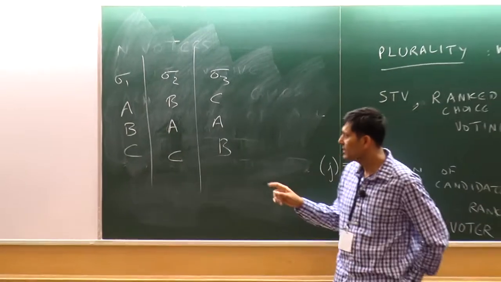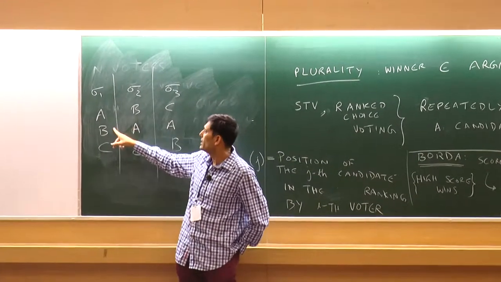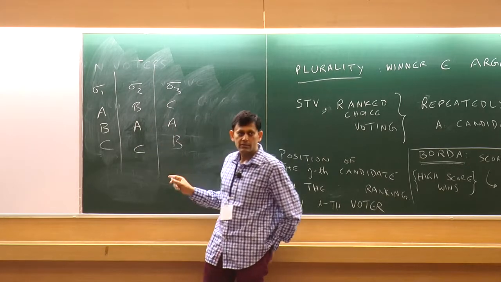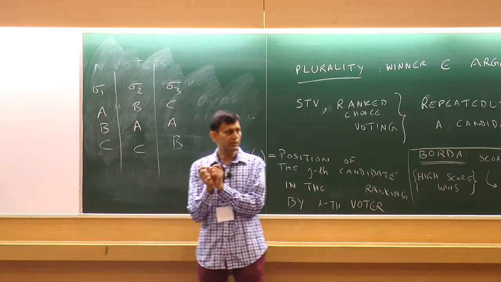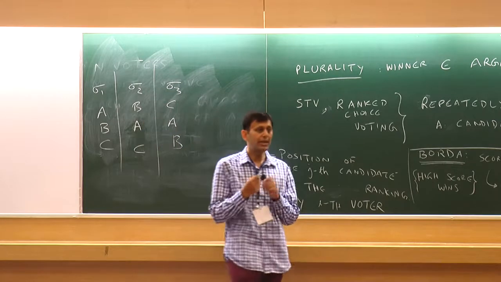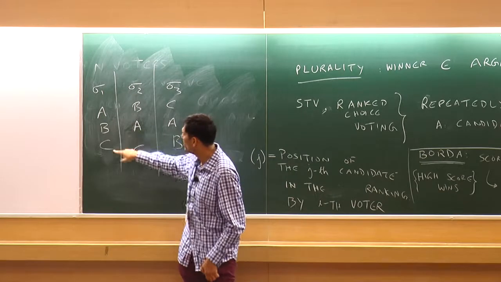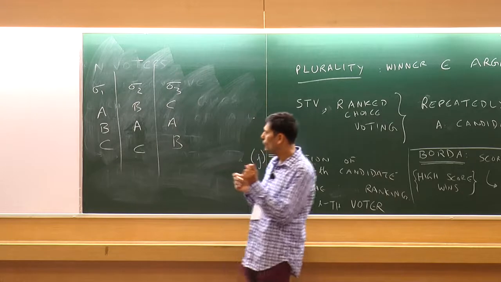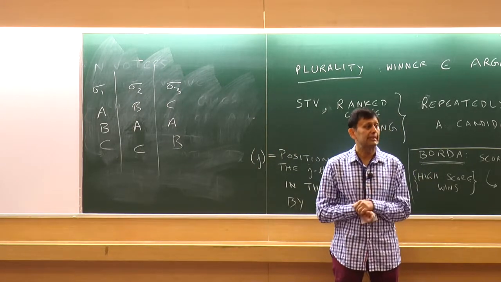So another way of thinking of this is that let's just focus on A and B. Okay? A beats B here, B beats A here, and A beats B there. So if you take a projection of this election down to just A and B, it looks like we have AB, BA, and AB. So A beats B twice. Okay? A also beats C twice. So A would win a pairwise election against B, and A would win a pairwise election against C.